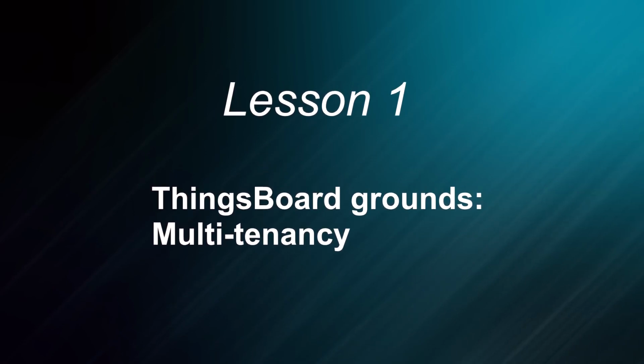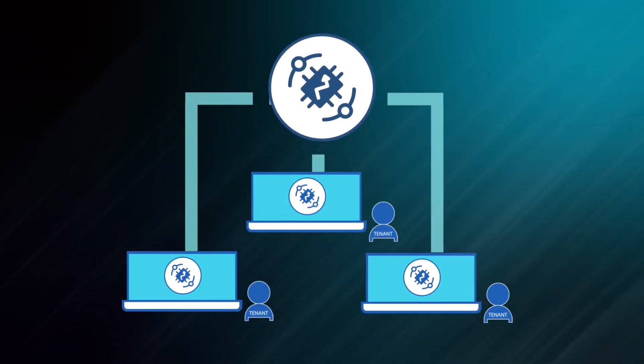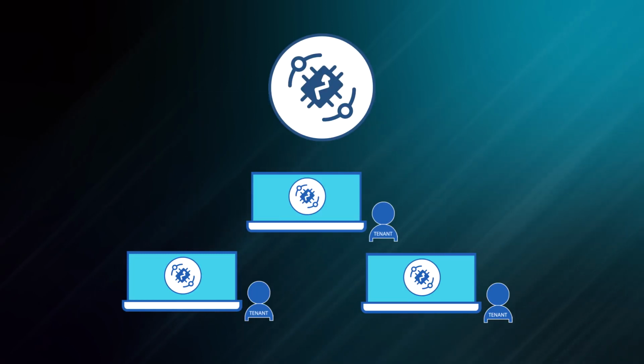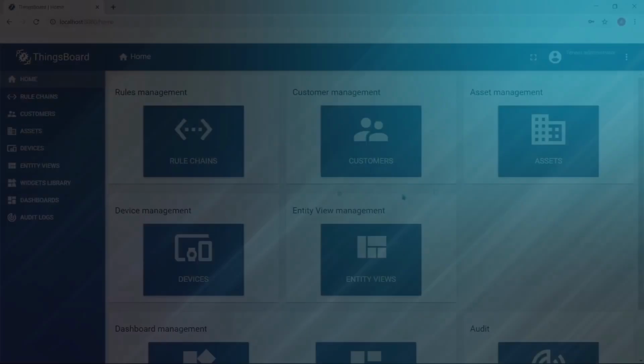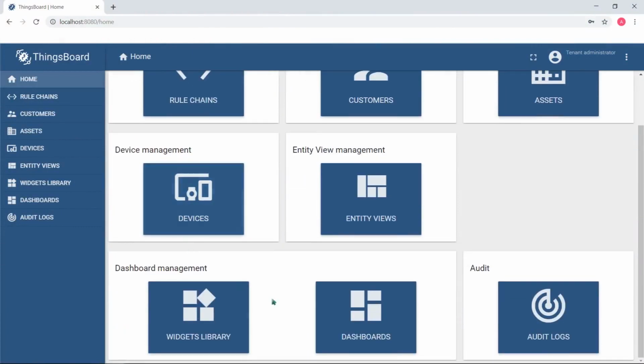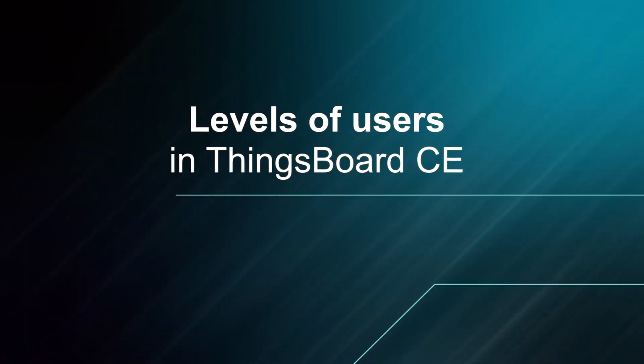What is multi-tenancy? This literally means that a single platform instance may run multiple application instances simultaneously. Each of the application instances is logically isolated from others and is called a separate tenant. All tenant data, like users, devices, assets and their telemetry, are not available to other tenants. Each tenant account is created by the system administrator.